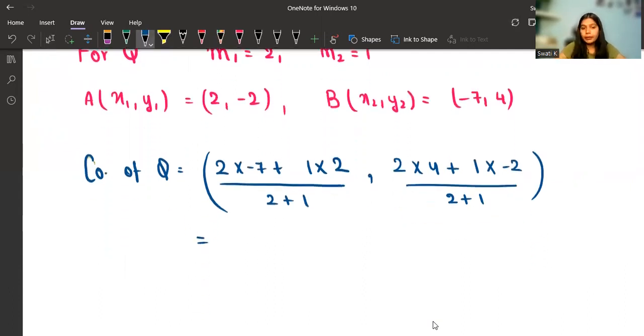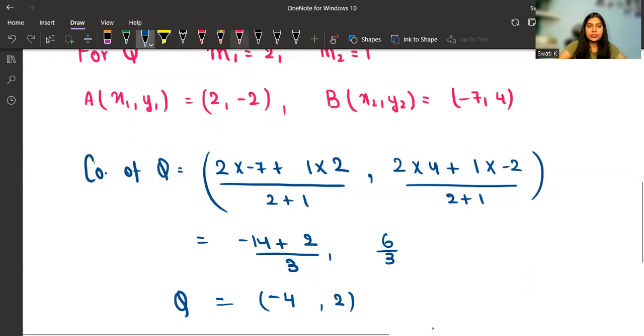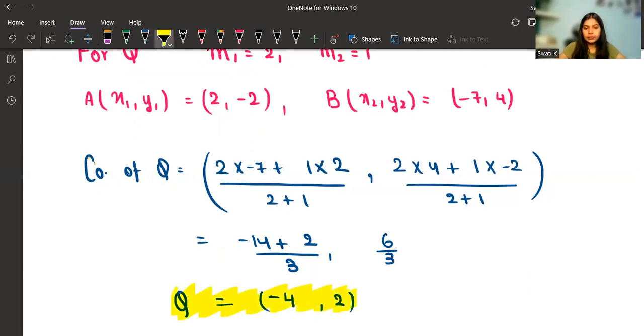So this one will become 2 into minus 7, which is minus 14, plus 2 into 1 is 2, upon 2 plus 1 is 3, and this will become 8 minus 2, which is 6 upon 3. So we got the answer. Minus 14 plus 2 is of course minus 12, which is minus 4, because minus 12 by 3 is minus 4, and this is 2. So we got the coordinate of Q, which is minus 4 comma 2. So this is the answer for the coordinate of P and the coordinate of Q.